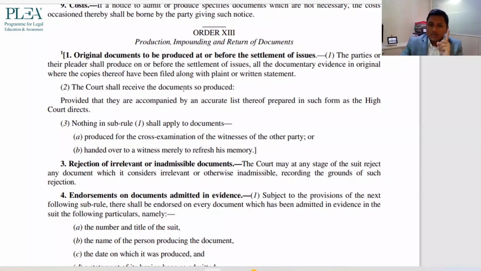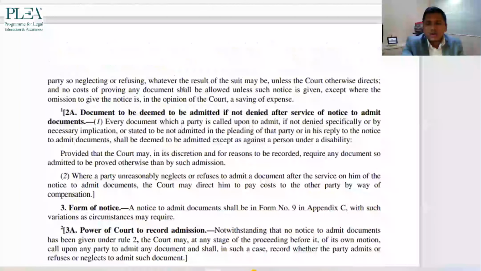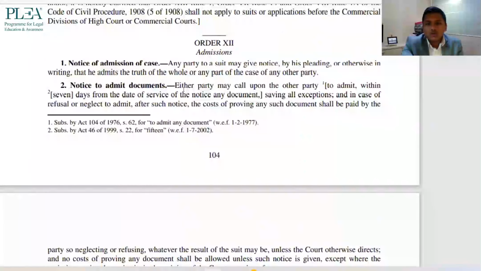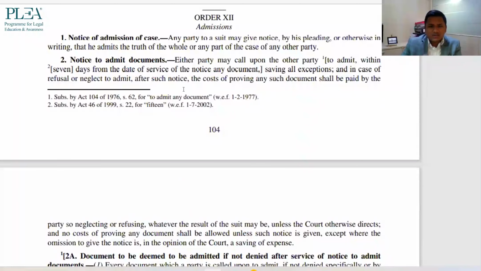So the legislature, mind you, has been very smart enough to place this order before the portion of framing of issues. So once the issue of admissibility or denial gets over, it is only then the court will come to framing of issues. The court will frame issues, and on the issues, the court will take evidence. I just wanted to show that all the documents should be produced before the court at the first instance. That is what Order 13 says, but we'll come to Order 13.